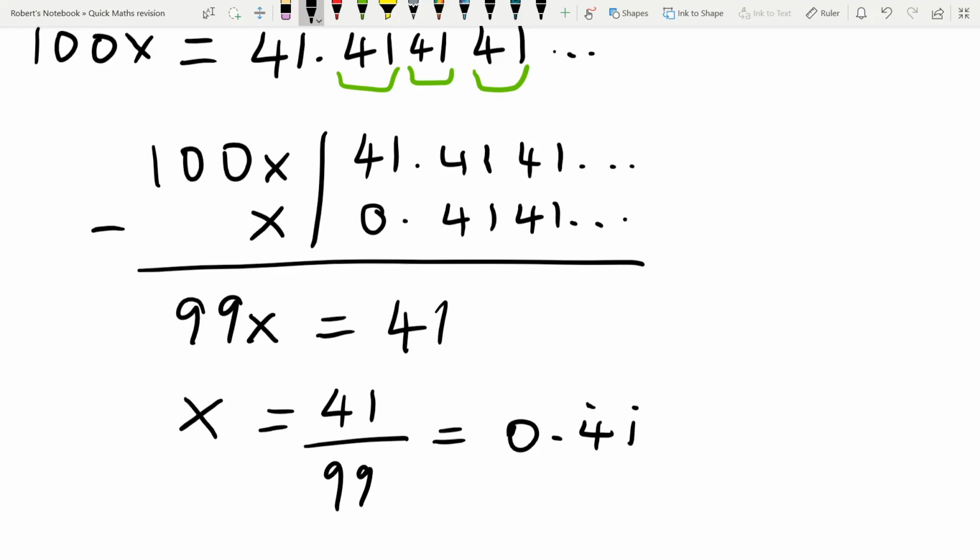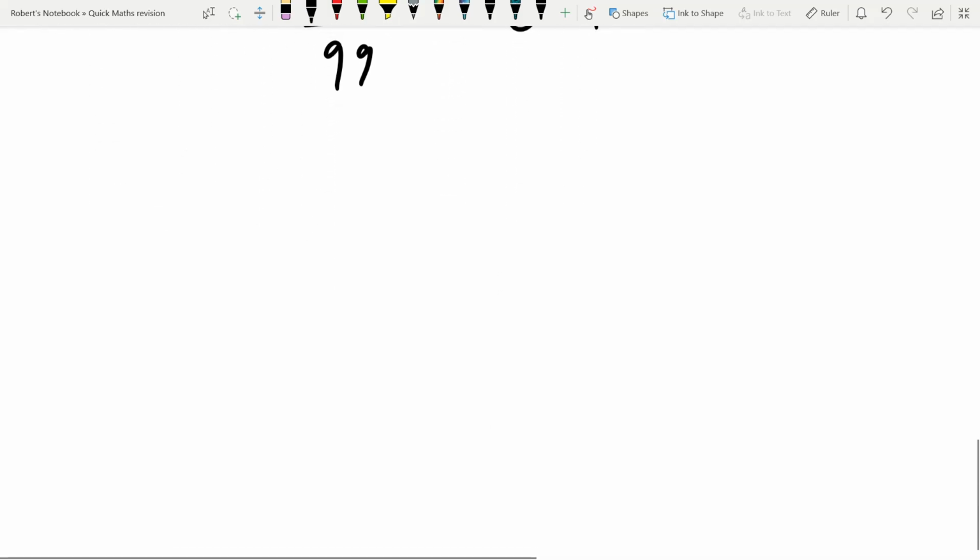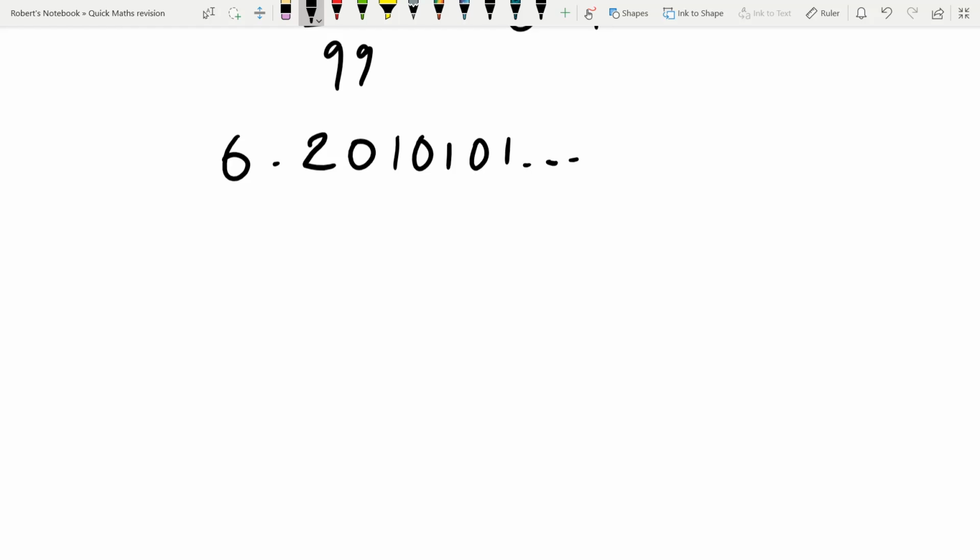So that's basically the gist of everything we'll ever have to do with these sort of questions. But what I'll do is I'll do one last example, which is about as difficult as these questions can get. So if you were asked to write 6.2010101... as a fraction, doing what we've done before, we have 6.201, where only the 0 and the 1 are repeating themselves.